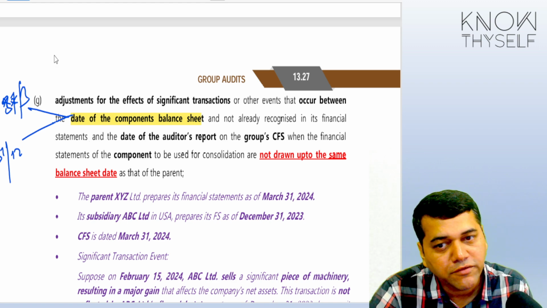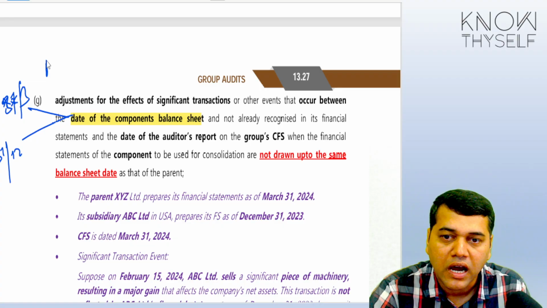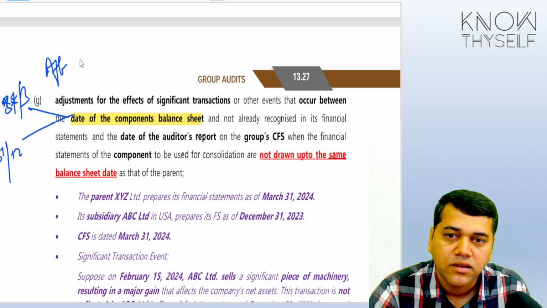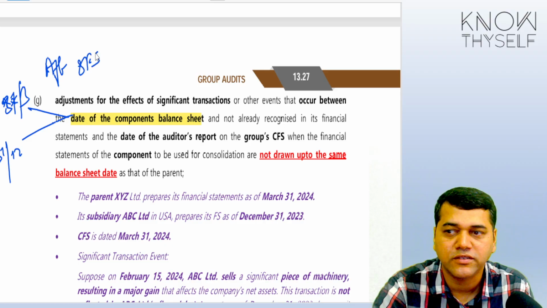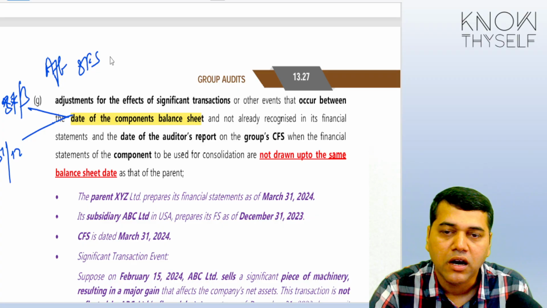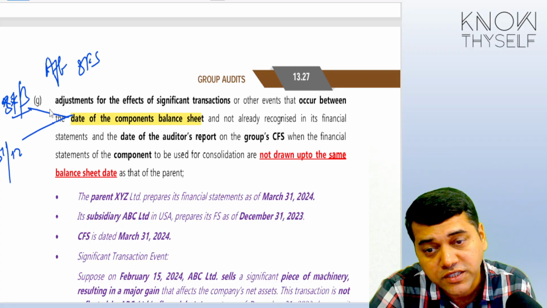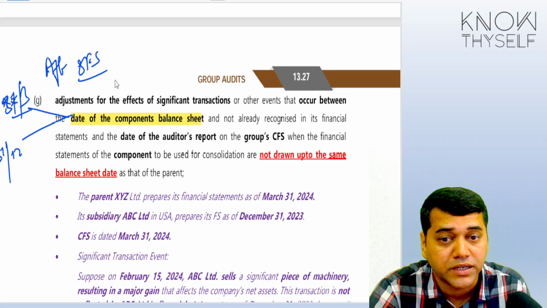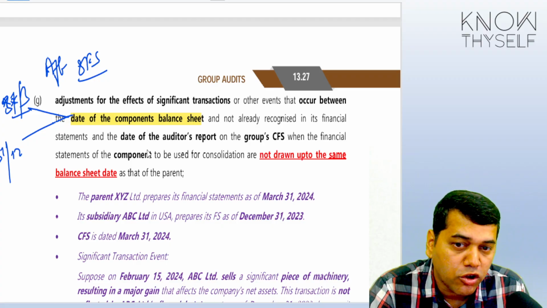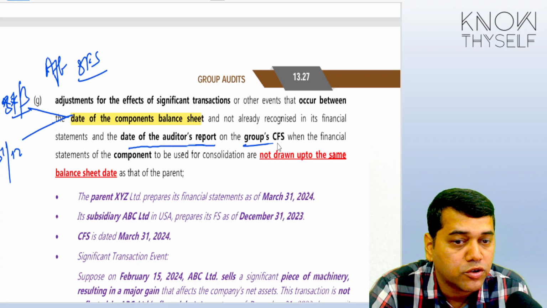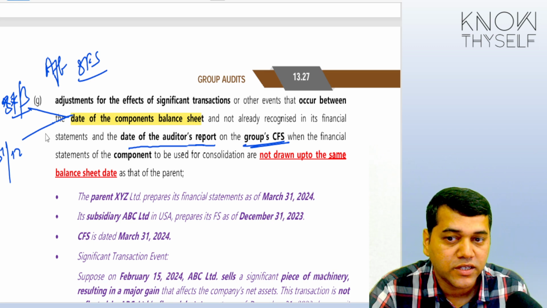Okay, that means this event happened, or they came to know of this confirmation, after their financial statements, the SFS, were completed. So once the SFS is completed, they need not do anything. If any event occurs after that, the auditors also have no responsibility. But when you talk about the date of the auditor's report on the group CFS, because consolidation happens only at the end, certain things must have happened.